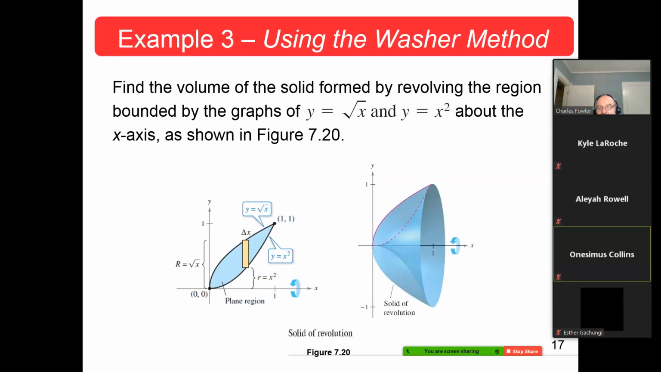So here's example 3, bottom part of page 457, I think it is. Find the volume of the solid formed by revolving the region bounded by the graphs of y equals the square root of x and y equals x squared about the x-axis. Now, what you have to do first is figure out what the limits of your integration are going to be. Well, where is this y equal to that y? So that's the first thing we're going to do.